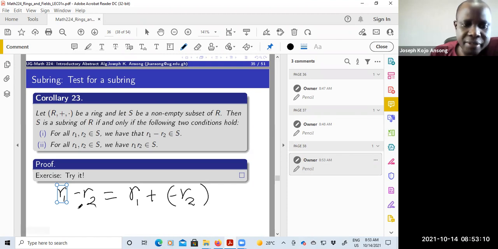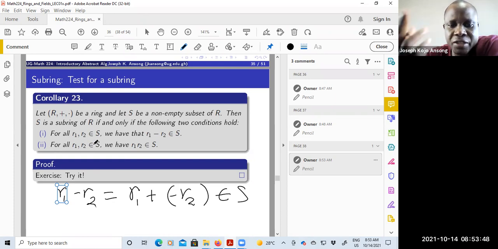So you want to show that R1 plus the additive inverse of an element R2 is also in S. And then you want to show that if you take two elements and multiply them, they're in S. First suppose that S is a subring and prove these two, which is straightforward, because if S is a subring, then of course it's a ring, and therefore it's an abelian group, and all the other conditions for a ring hold for it.